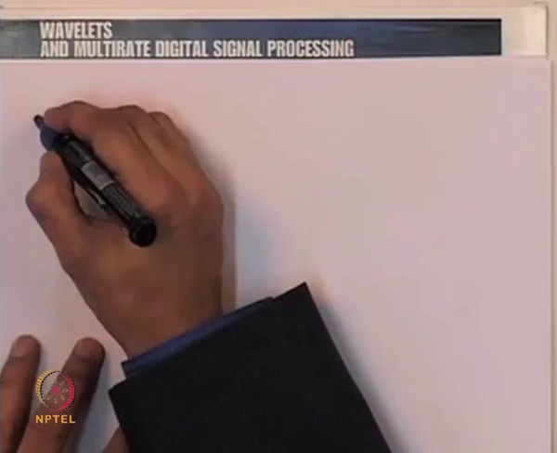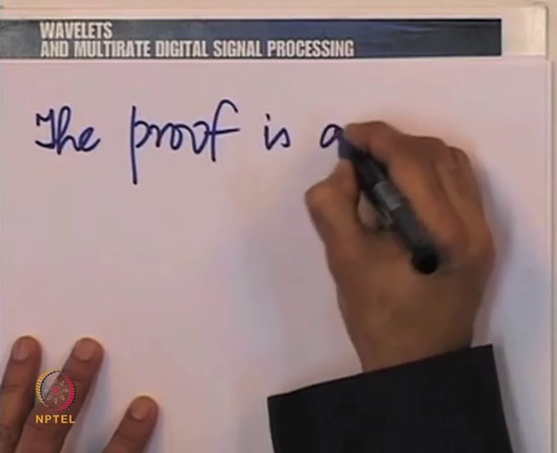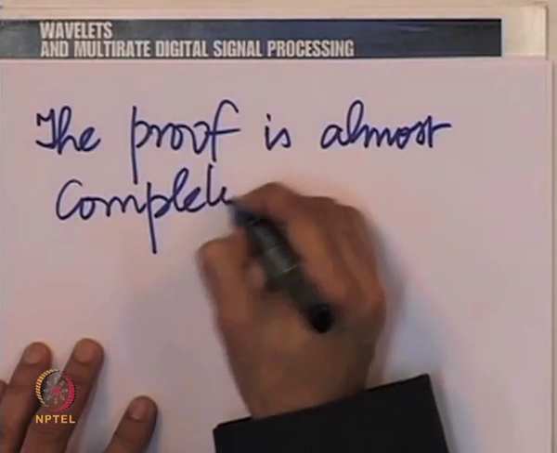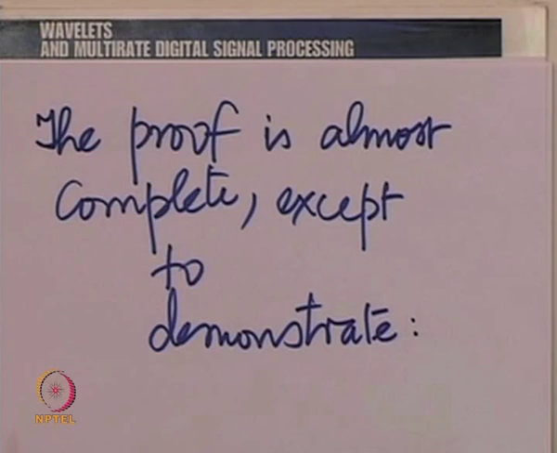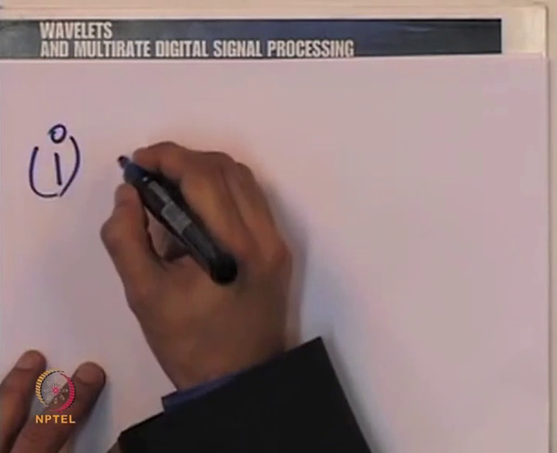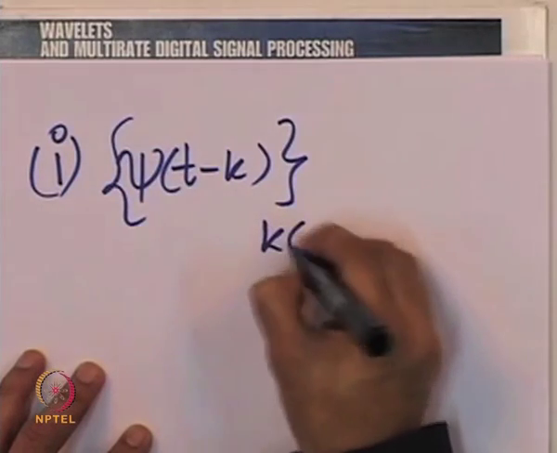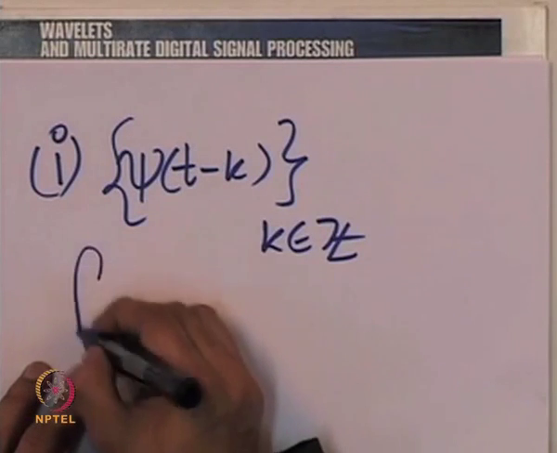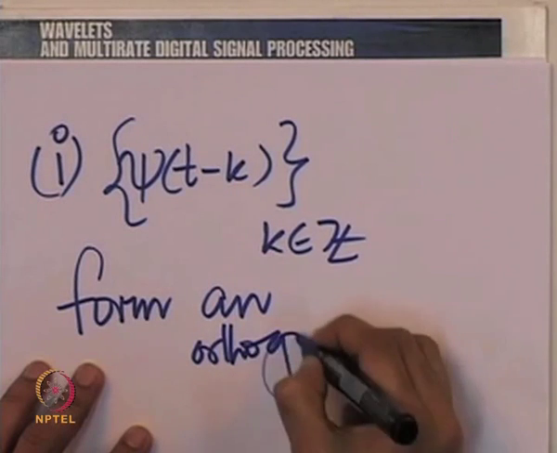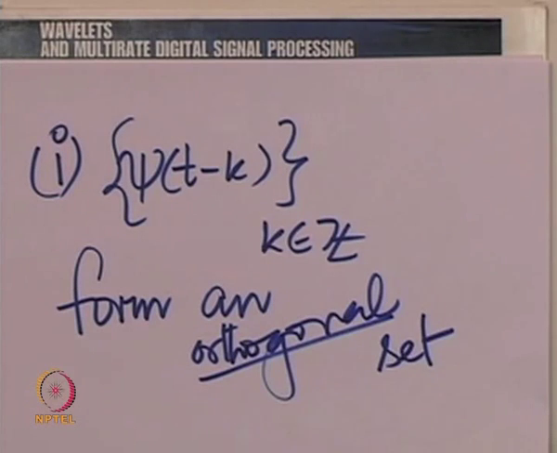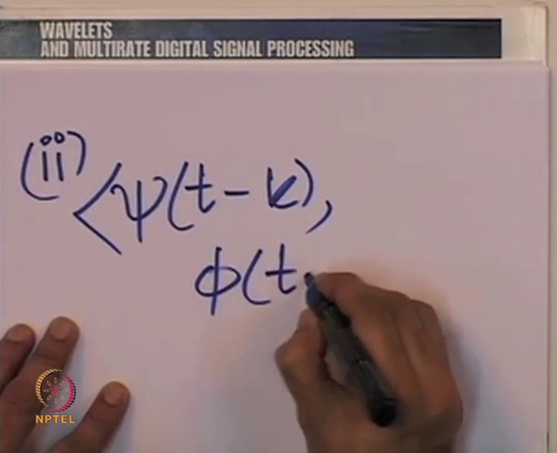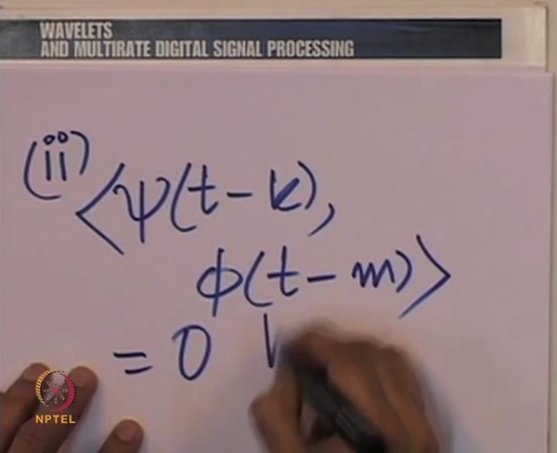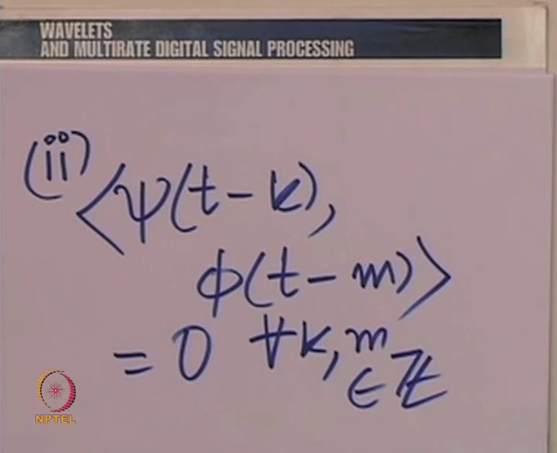Let us put down what we need to do. The proof is almost complete, except to demonstrate the following things. psi t minus k over all integer k form an orthogonal set. Further, the inner product of psi t minus k and phi t minus m is 0 for all k and m belonging to the set of integers. So, essentially that the integer translates of psi and the integer translates of phi are orthogonal.